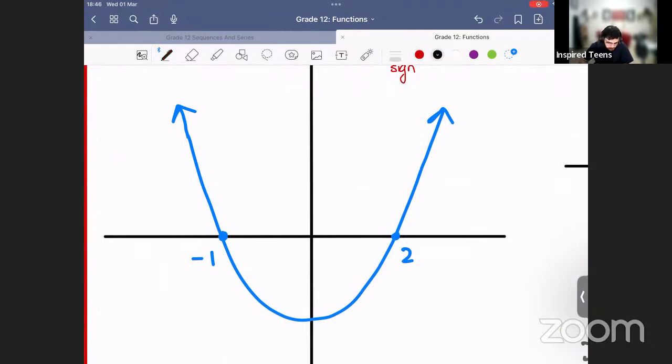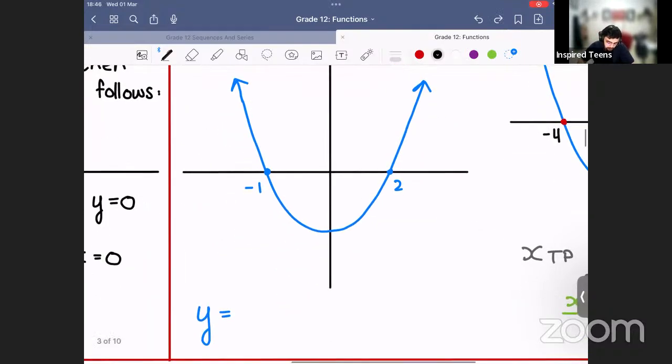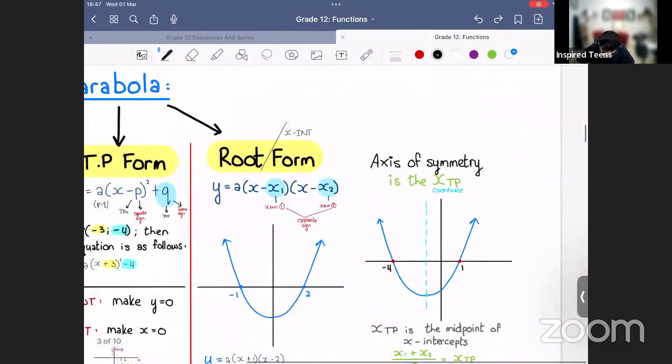This is a nice graph for root form because we are given both roots, or both x-intercepts, right? So we can write it out. So y is equal to, we don't figure out that a yet, okay? y is equal to a, open brackets, x plus 1, x minus 2. So can we see what I mean by opposite signs? Whatever sign it is in the graph, it's the opposite in the equation and vice versa. Okay, so with root form, it is opposite as well.